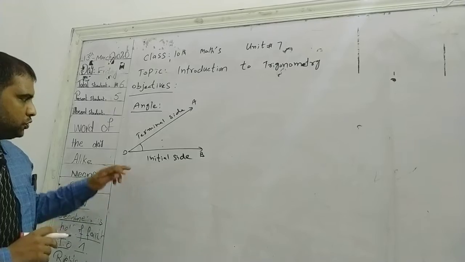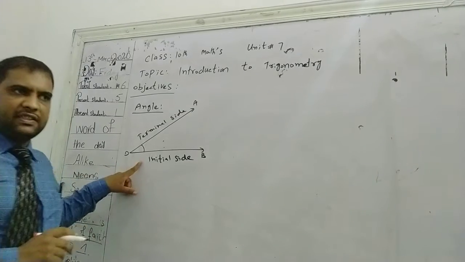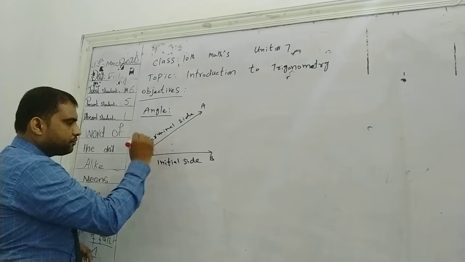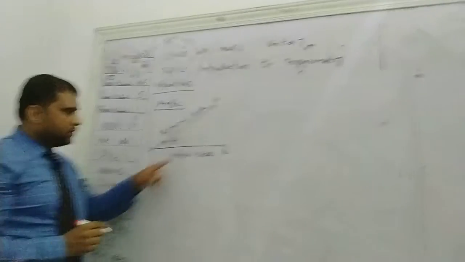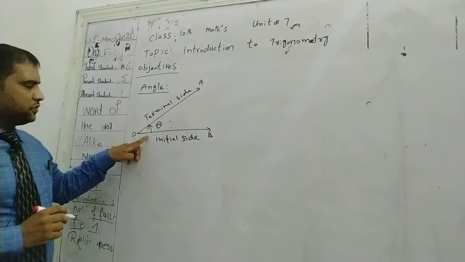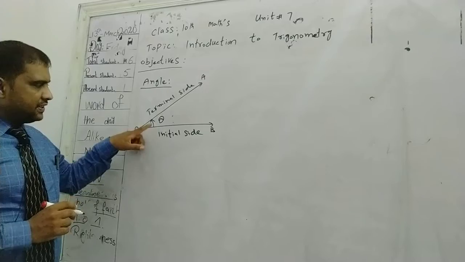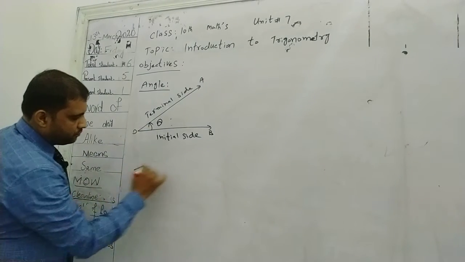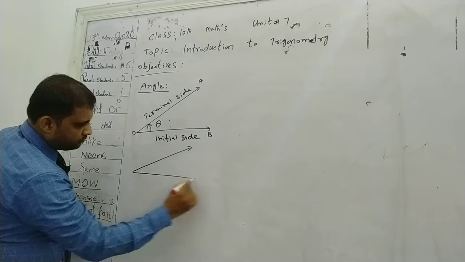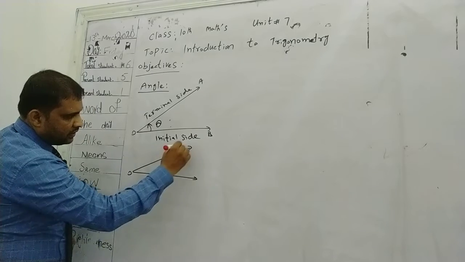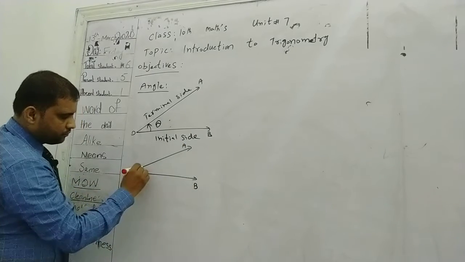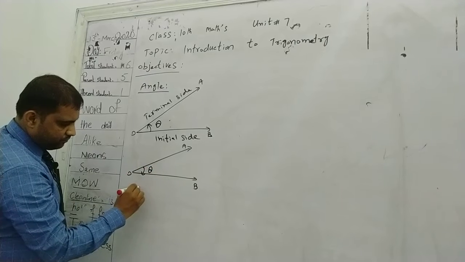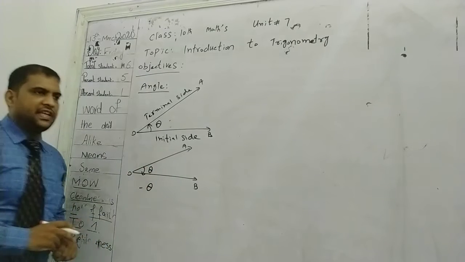We use two rotations, one is clockwise and the other is anti-clockwise. In anti-clockwise rotation, the angle is denoted by theta, and theta is positive. If we use clockwise rotation, then theta is negative.